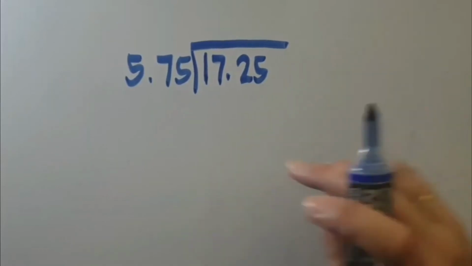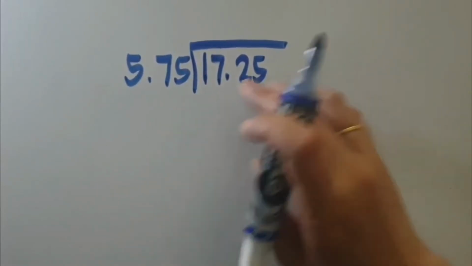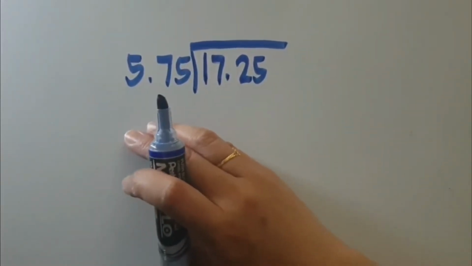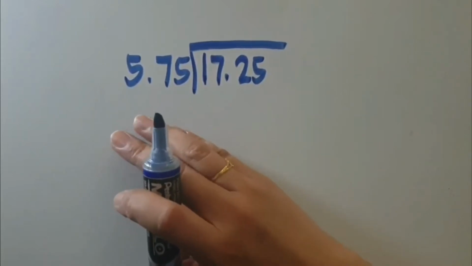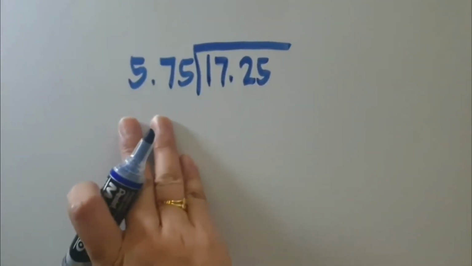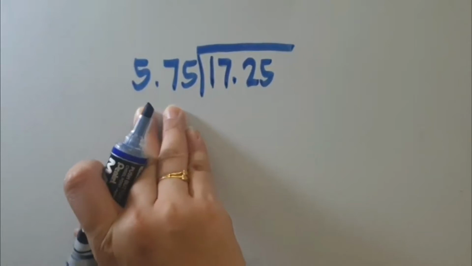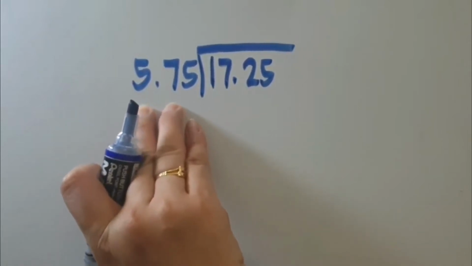Now let us divide 17.25 by 5.75. Again, the first thing to do is to look at the divisor. Now as you can see, we have 2 decimal places in our divisor.